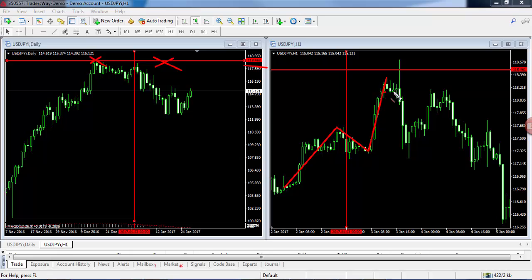So with this break of that support there, this area of consolidation here, then you could have actually gone short here. So that's one way of going into the market with your stop loss obviously above the high there, and your take profit would be all the way down here at your next level of support. So that is one scenario in getting into your trade. The next scenario is this.